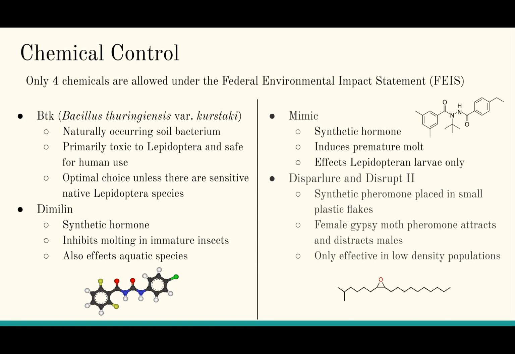Mimic. Mimic is another synthetic hormone which conversely induces premature molting, which leads to the immediate death of the organism. Mimic only affects Lepidopteran larvae. Disparlure and Disrupt II. Disparlure is a synthetic pheromone that tricks male gypsy moths to think that a mature female gypsy moth is nearby. Because of this type of mating disruption, it is only effective in low-density populations, where female gypsy moths are harder to find.